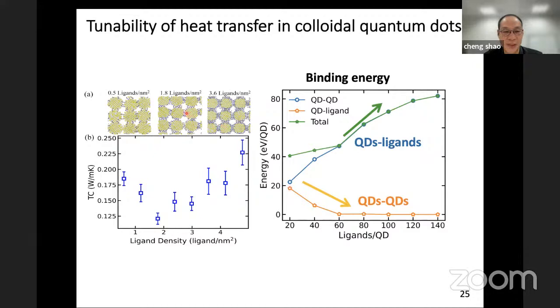So in the low ligand coverage ratios, the quantum dot direct binding energy is large. But with the increase in the ligand density, the quantum dots will be separated by the ligands, and most of the binding energy is through quantum dot ligand indirect binding connections. And the competition between these two binding channels leads to the non-monotonic dependence of the thermal conductivity on the ligand density.